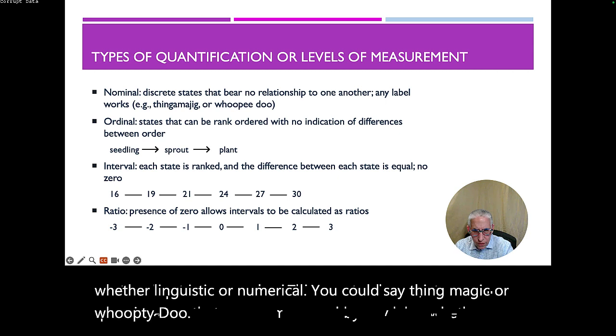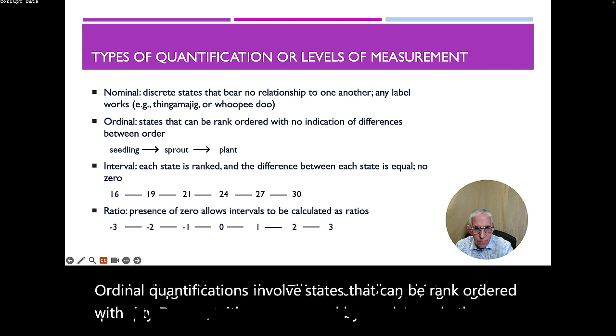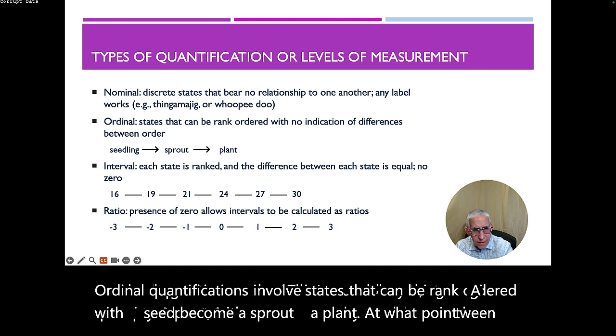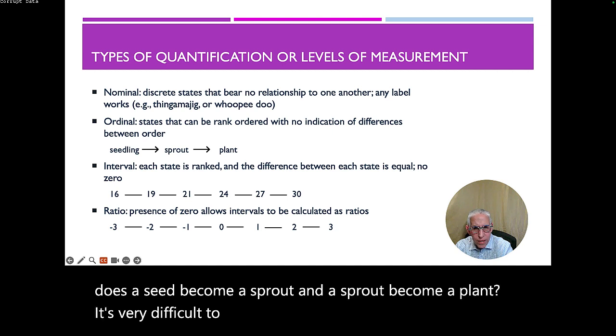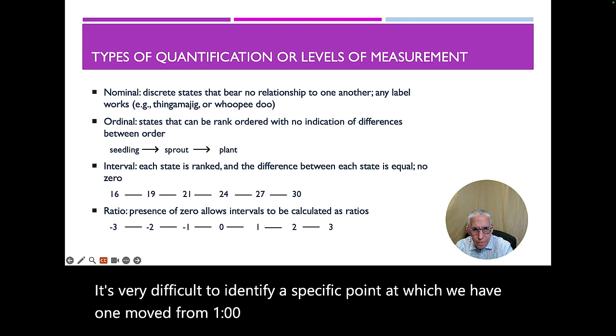Ordinal quantifications involve states that can be rank ordered with no indication of differences between orders. For example, consider the relationship between a seedling, a sprout, and a plant. At what point exactly does a seed become a sprout and a sprout become a plant? It's very difficult to identify a specific point at which we have moved from one stage to the other.